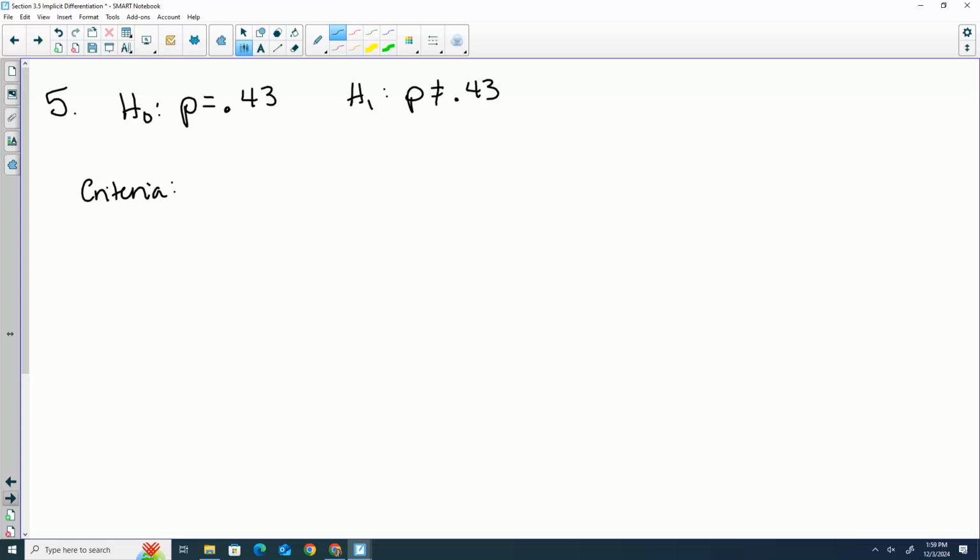What's my n for my sample? 100. P is 0.43. 1 minus 0.43. I need that to be bigger than 10. So quick check. And that is, so we're good. So this one says construct a 95% confidence interval. So if I want the confidence interval, I'm talking about P, so that means my variable is Z, so where do we go?